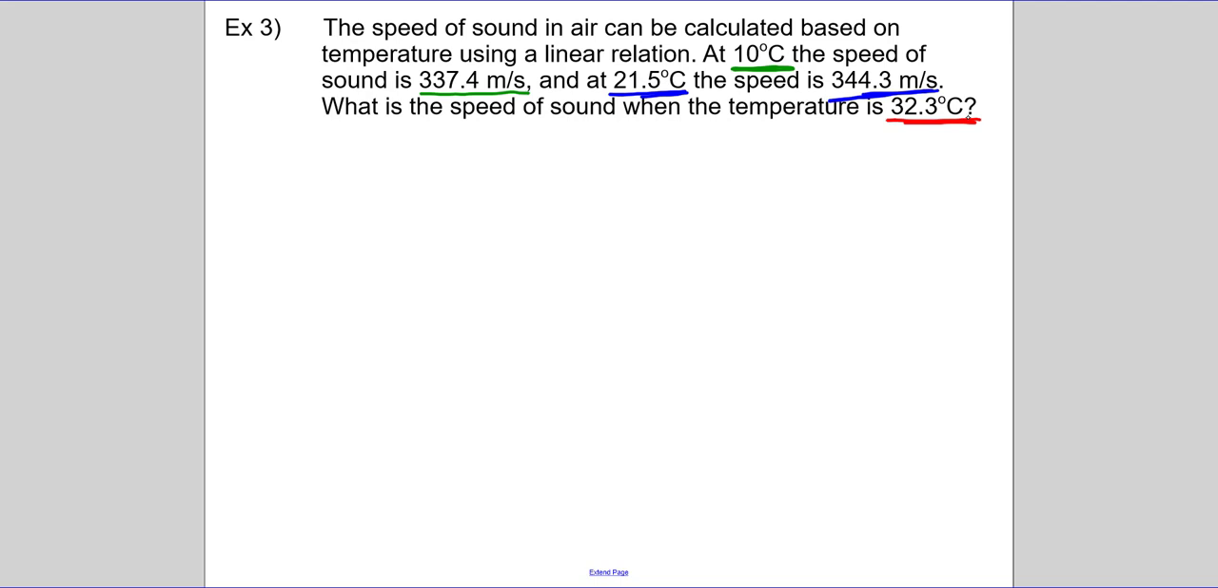Well, what we're going to want to do is figure out what is the equation that's going to model this particular scenario. Now, what we have here is essentially 2 different points. I've given you temperature and speed, and I've given you temperature and speed again. So first thing we're going to do is declare what our variables are going to be. So we're going to say let y represent the speed, and x the temperature.